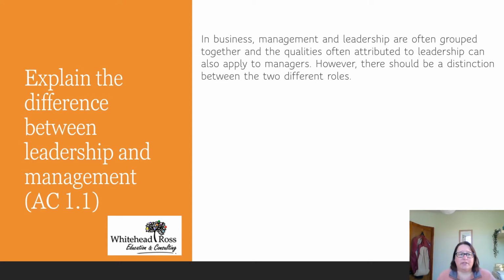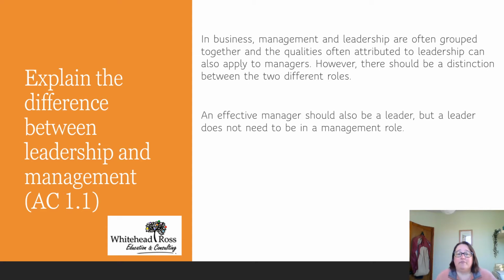So explain the difference between leadership and management. In a business, management and leadership are often grouped together, and the qualities that are attributed to leadership can also apply to managers. Often in this day and age, these terms get used interchangeably, but there is some difference between them, and for the purpose of this, you need to recognise that. So an effective manager should also be a leader, but a leader does not need to be a manager, or certainly not in a management role.